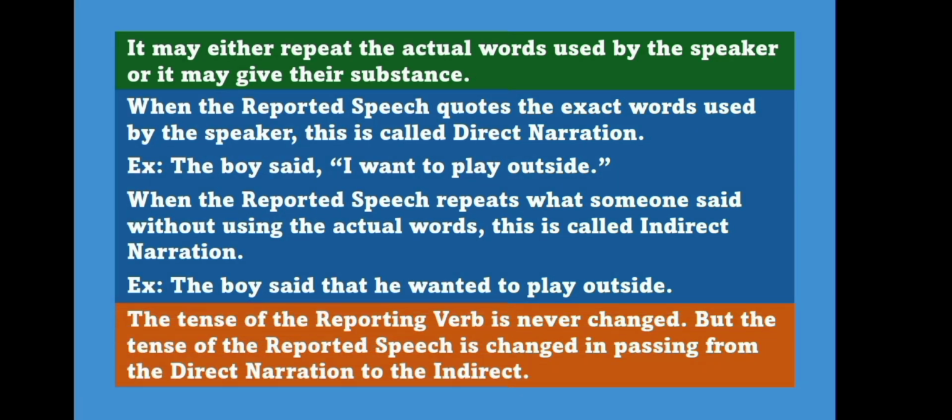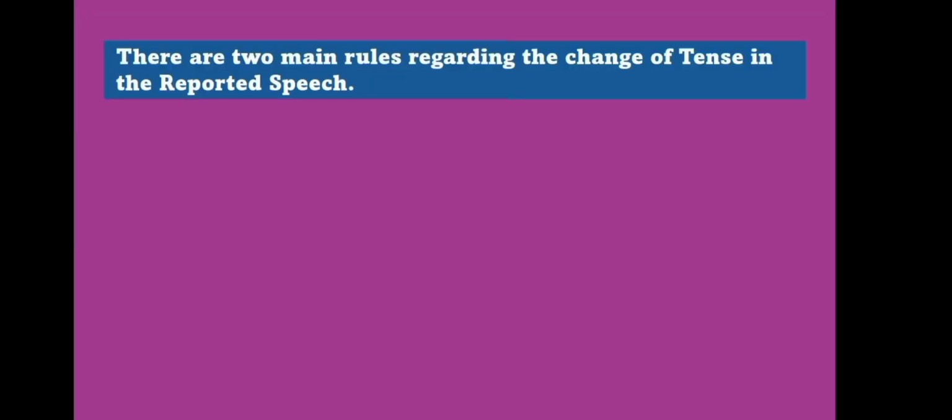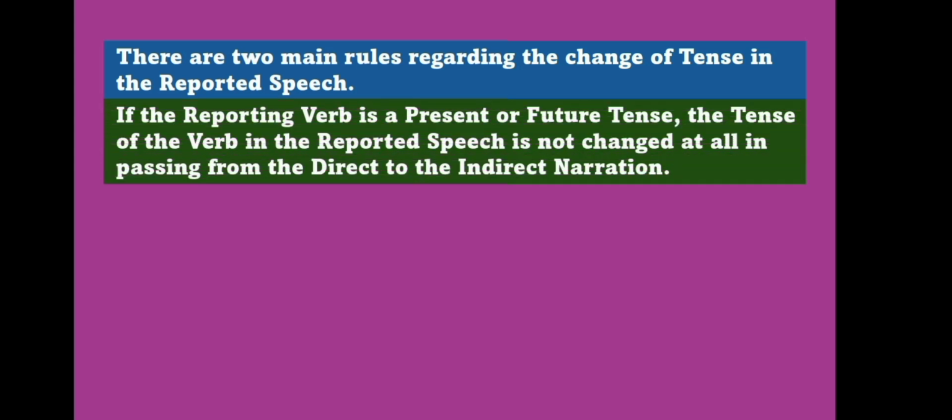Another important thing to note is that in passing from the direct narration to the indirect, the tense of the reporting verb is never changed, but the tense of the reported speech is changed, except in case of universal truth or habitual actions. There are two main rules regarding the change of tense in the reported speech.